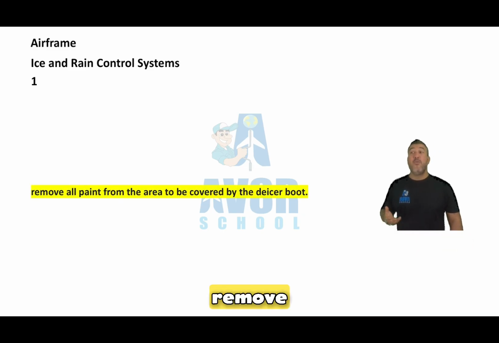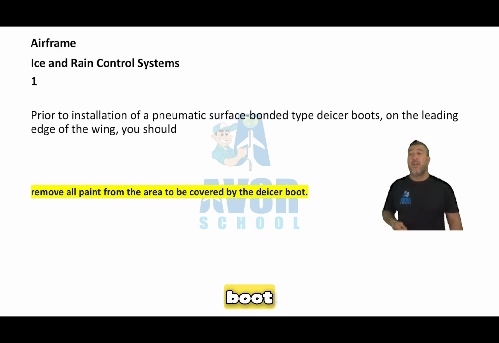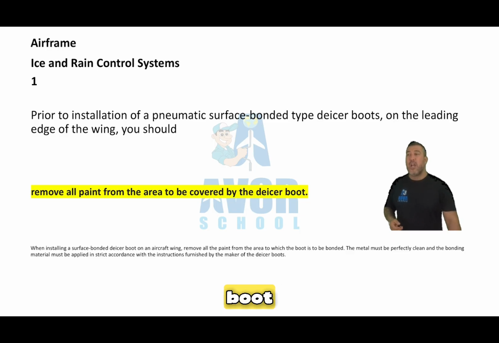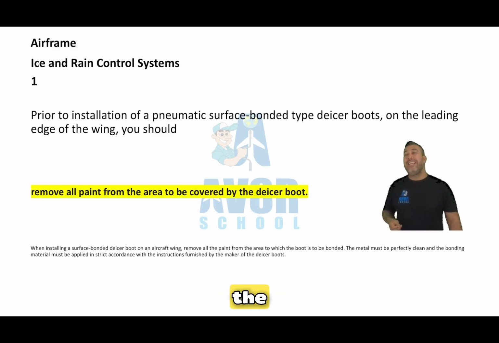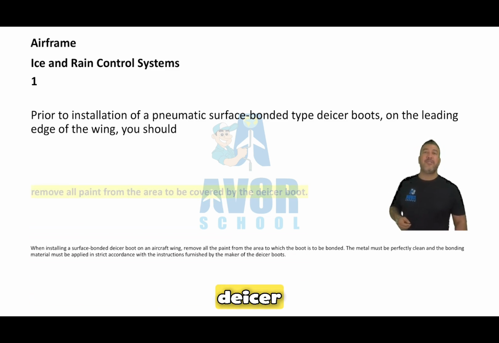Question number 1, remove all paint from the area to be covered by the de-icer boot. Prior to installation of pneumatic surface bonded type de-icer boots on the leading edge of the wing, you should remove all the paint from the area to be covered by the de-icer boots.